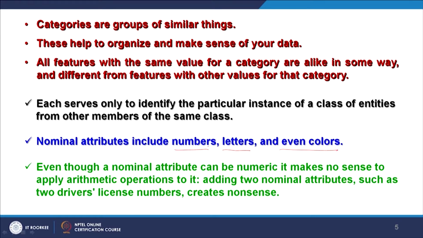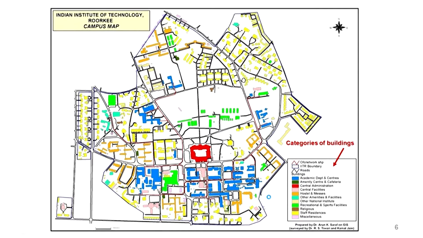For example, nominal attributes can be numeric, as I have just mentioned, however it makes no sense to apply arithmetic operations to them. If I add two nominal attributes such as two driver's license numbers, it creates nonsense, because there cannot be an average license number or average Aadhaar number. Though the numbers are there and arithmetic operations are theoretically possible, practically there is no use of doing such exercises. So all these things come under this.